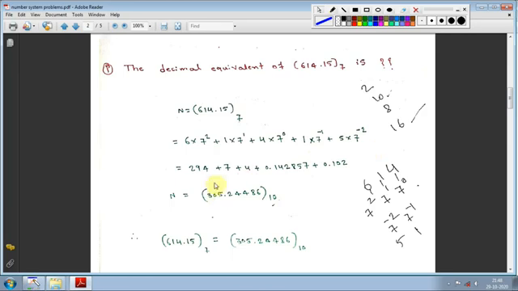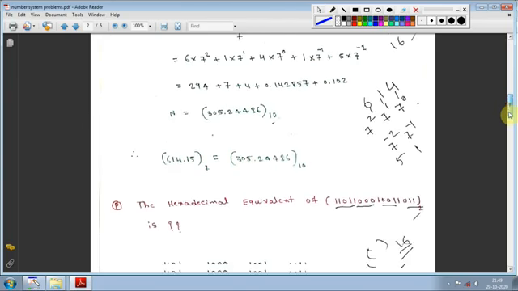We will be getting 294 plus 7 plus 4 plus 0.142857 plus 0.102. So when you add all these things together, we will be getting 305.24486 to the base 10. So this is the answer which we will be getting whenever we convert this particular base 7 value to base 10, that is the decimal equivalent.